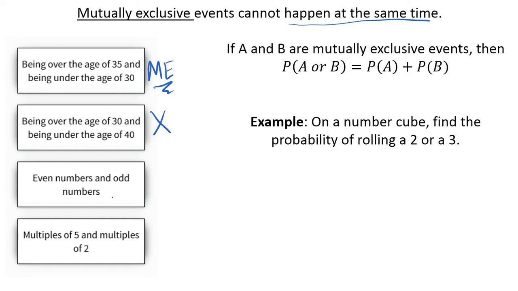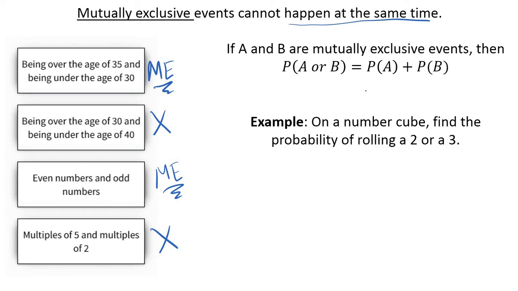Even numbers and odd numbers. So can a number be even and odd at the same time? Well, no. So those are mutually exclusive events. You cannot be even and odd at the same time. Multiples of 5 and multiples of 2. Is there overlap there? Well, multiples of 2. Let's see, 10. Well, there's a lot, but 10 is both a multiple of 2 and 5. So those are not mutually exclusive, okay?